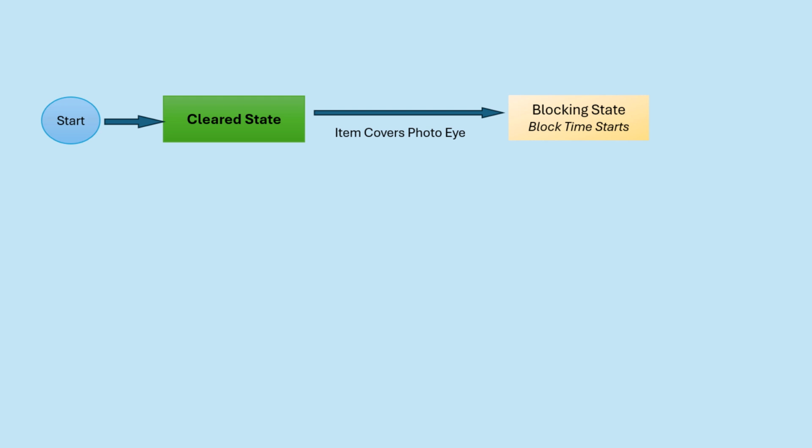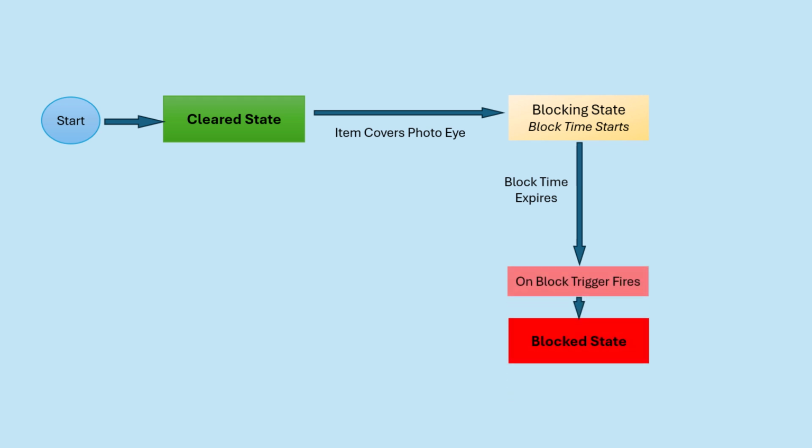If the item stays in the sensor area long enough for the block time to complete, the photo eye switches to the blocked state, and the on-block trigger is activated. But if the item moves away before the block time completes, the sensor doesn't go to blocked. Instead, it resets back to cleared.